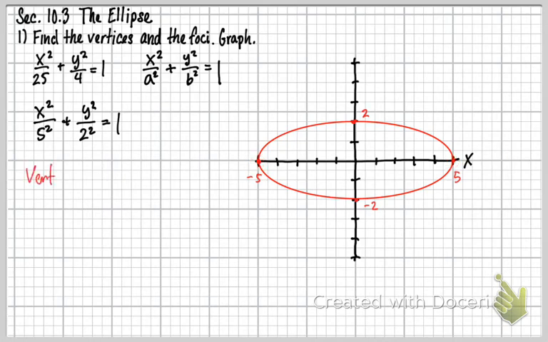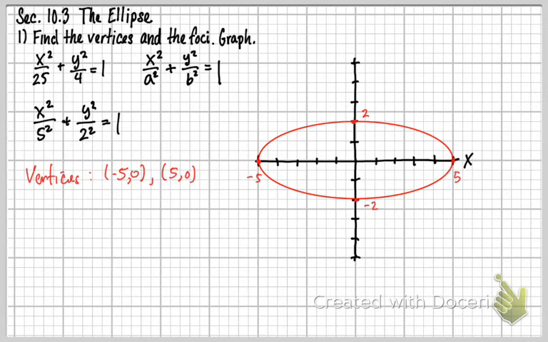So the vertices, and again, they're always on the major axis, which is not usually, but it is the longer length. So those points are going to be -5, 0, and 5, 0. Then it also told us to find the foci.